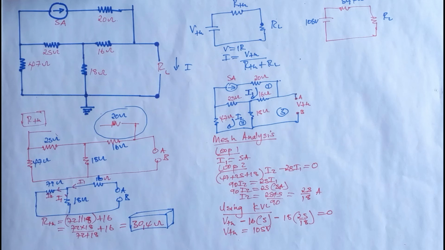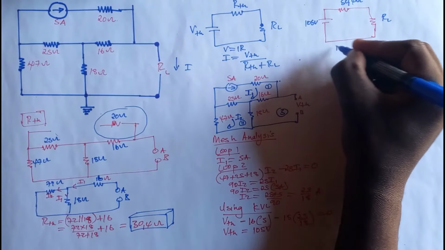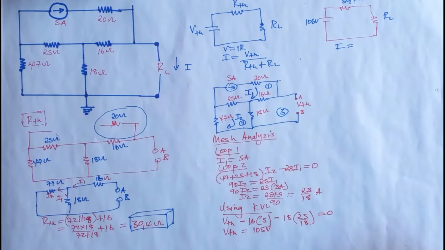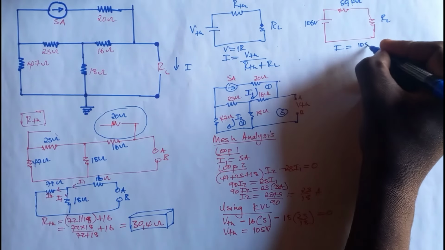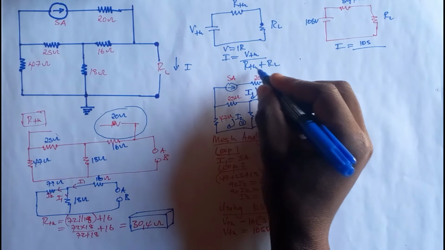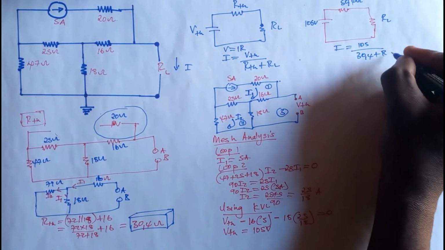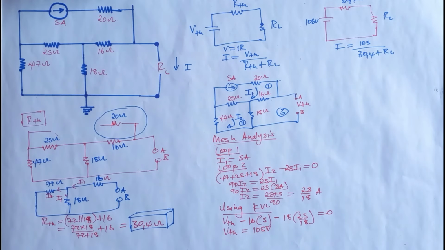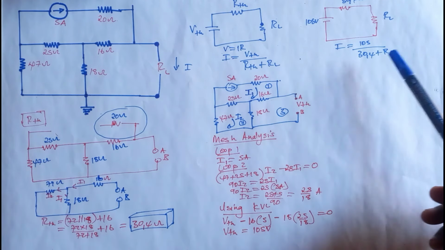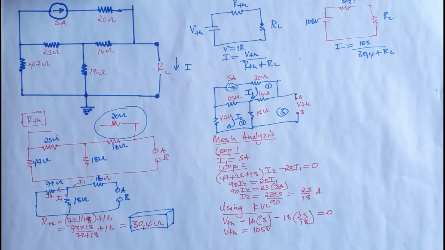In order to find the current flowing through the load resistor, the current is equal to the Thevenin equivalent voltage, 105, divided by the Thevenin equivalent resistance, 30.4, plus the load resistor. If we're given the load resistor, we're going to find the current. So this is all about Thevenin's theorem.